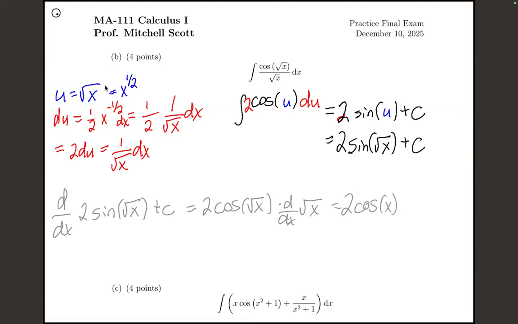which then equals 2 cosine of square root of x, and the derivative of square root of x, as we've already talked about, is going to be 1 over 2 square root of x. So I see that the 2s are going to cancel, and I end up with cosine of square root of x divided by square root of x, which is exactly what we started with. So I know that this antiderivative is correct.